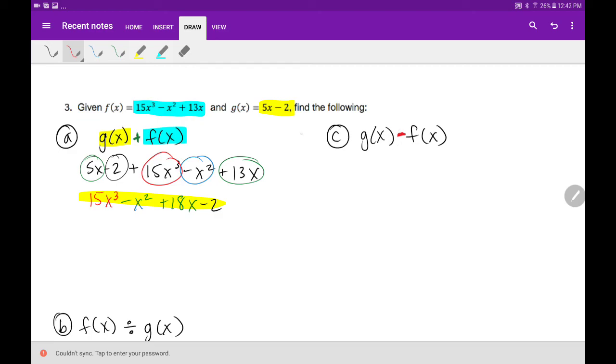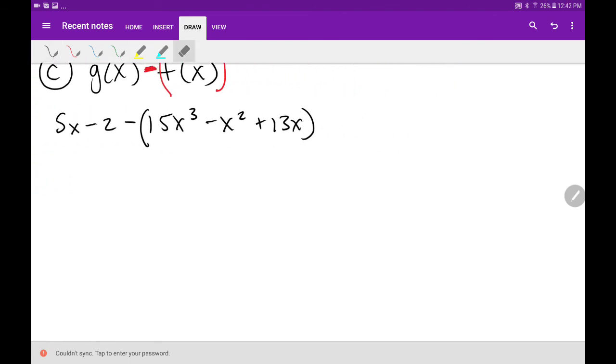So I'm going to subtract f of x. And when I subtract an entire function like this, I want to make sure I'm subtracting the whole thing. So we're going to need to put parentheses after that minus sign. So let's write this one out. All right, g of x is 5x minus 2, and I'm going to subtract from it all of f of x, which is going to go in here: 15x cubed minus x squared plus 13x.